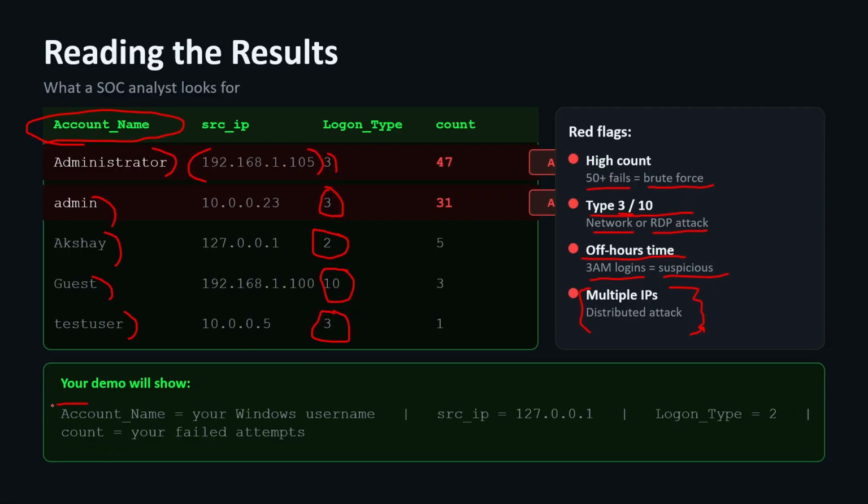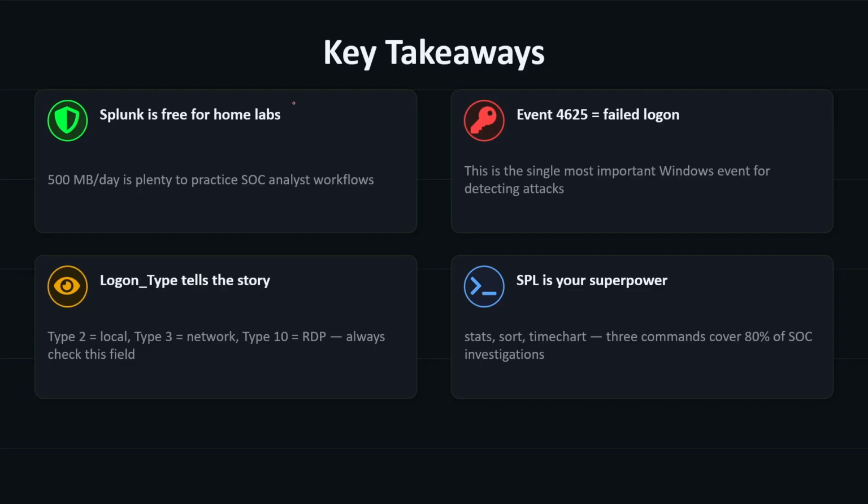You will be able to see something like this in our demo, like account name equal to your Windows username, and you can put the pipe symbol and the source IP, and again a pipe symbol for executing all, and logon type, and like that you can sort that. So this is something that you should do in your own demo. After that, we will be at the end.